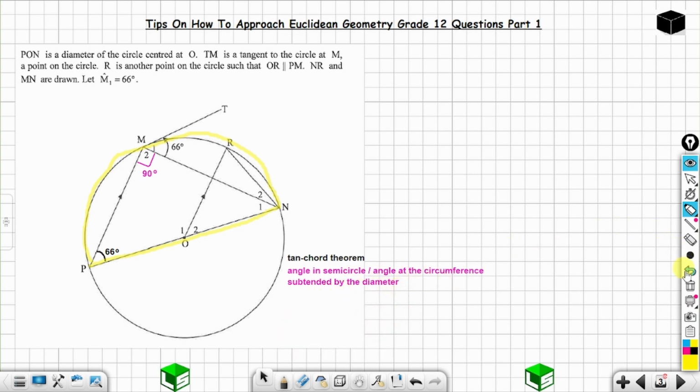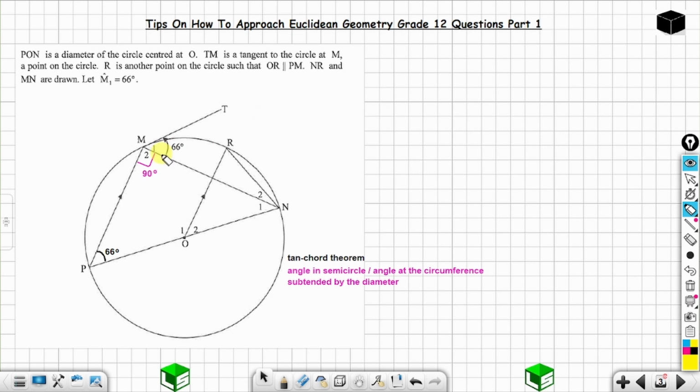Okay, now let's collect another piece of information. You can also see you have two parallel lines, PM and OR. You are told that OR is parallel to PM. You can see that you have this arrow, and this arrow means PM is parallel to OR. You are given that.